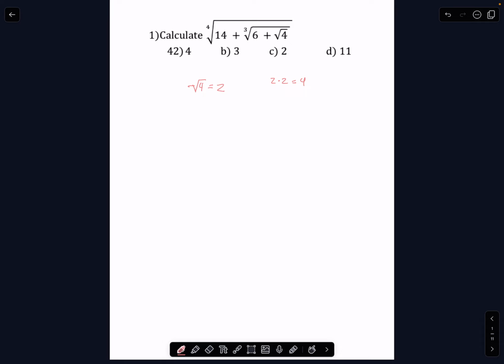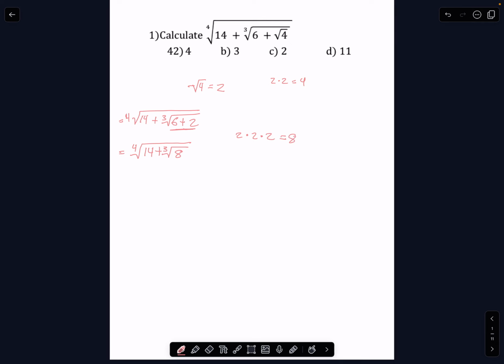Okay? So we're going to write down our steps so we don't get lost during our exam. It's important to write down your steps, okay? So the fourth root of 14 plus the cube root of 6 plus the square root of 4, which is now 2. So 6 plus 2 is 8, so we're going to write fourth root of 14 plus the cube root of 8. The cube root of 8, it just means what number multiplied by itself 3 times gets you 8. And that one is also 2. 2 multiplied by 2 multiplied by 2 gets you 8.